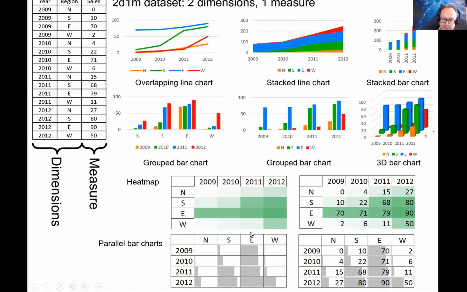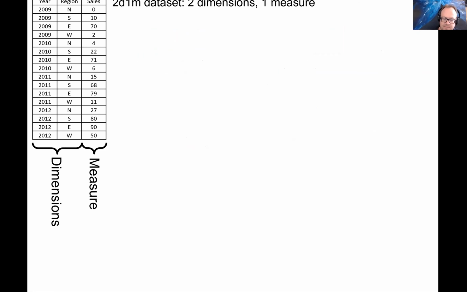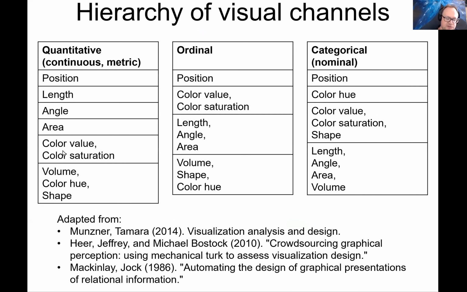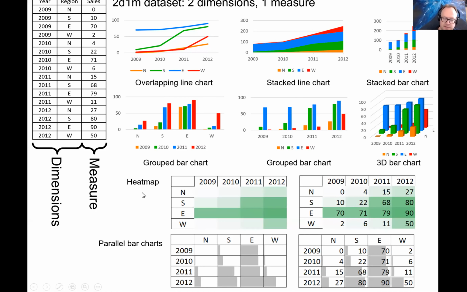The heat map, if we think about the hierarchy of channels I showed you earlier, does have the disadvantage that it's making use of colors. So it's not so great in terms of this hierarchy, but it does scale up very nicely to a large number of regions and years. In the limit, you could imagine having a single pixel for each of these cells and it would still be intelligible. But don't use 3D bar charts.